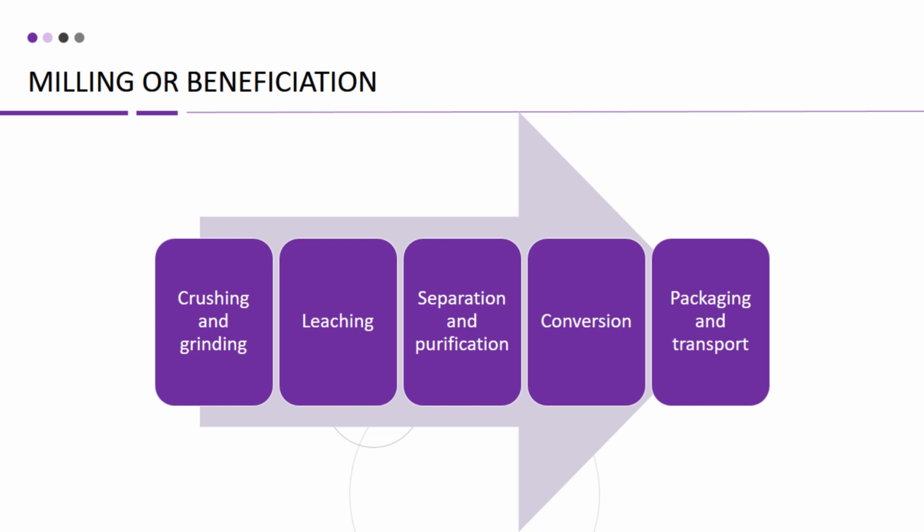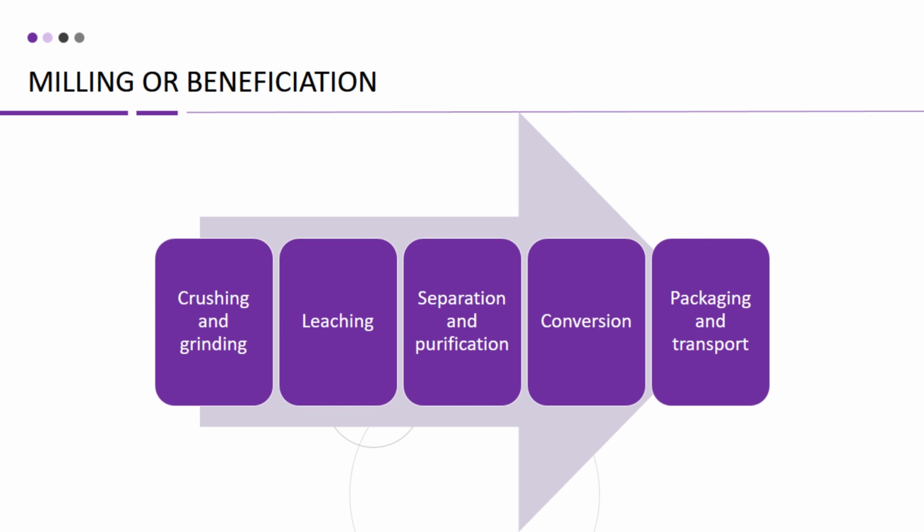And finally, the fifth step is packaging and transport. Once the uranium has been processed into a form suitable for further use, it is typically packaged in specialized containers and transported to fuel fabrication facilities, where it can be converted into fuel rods for use in nuclear reactors.